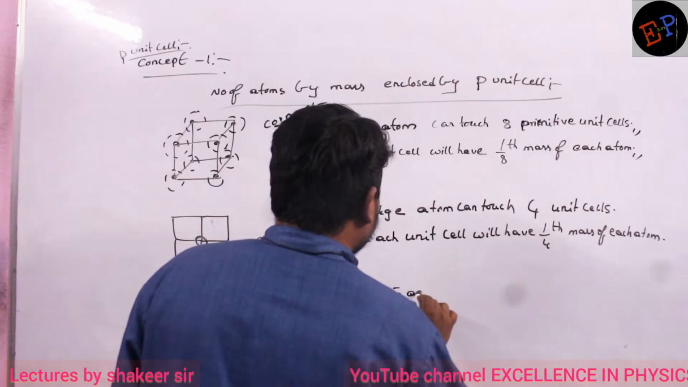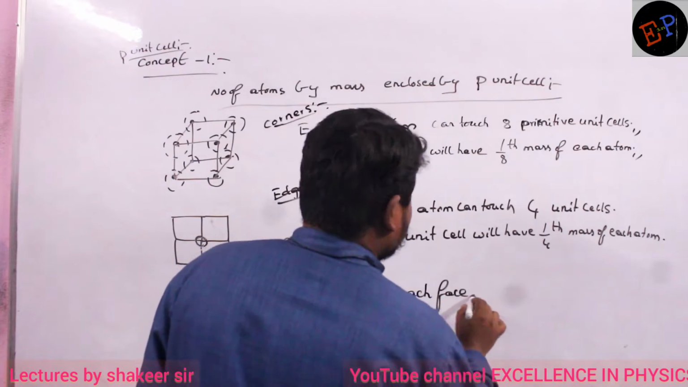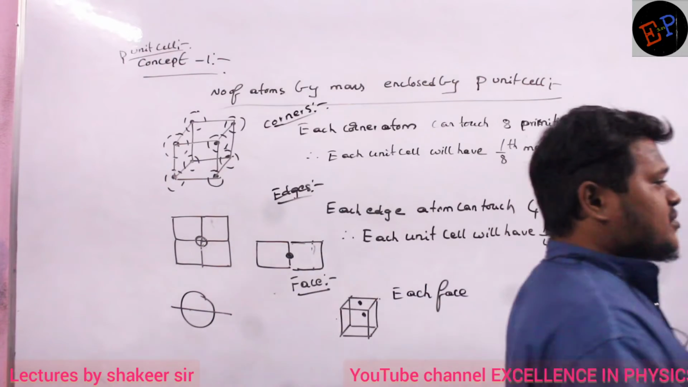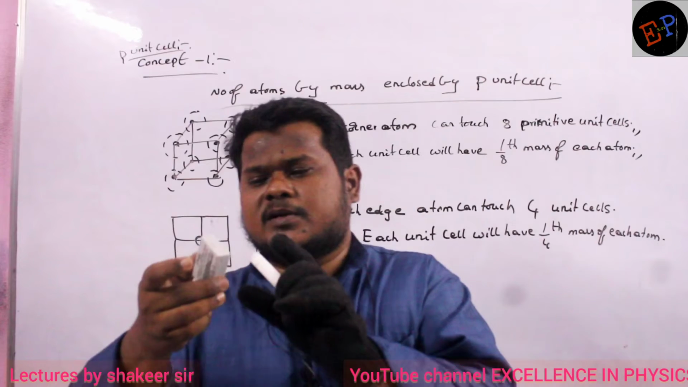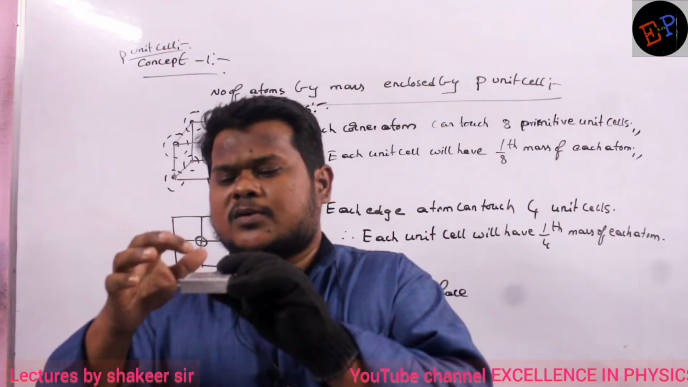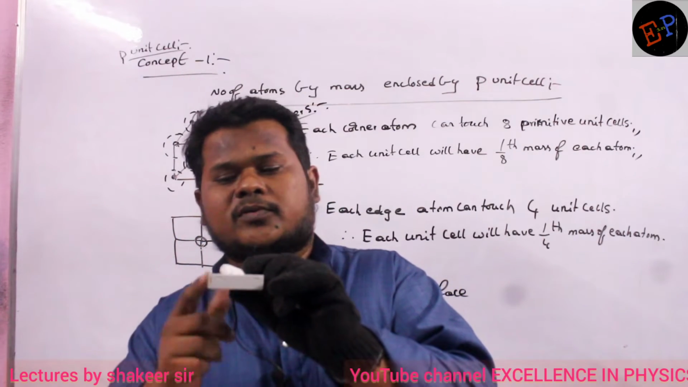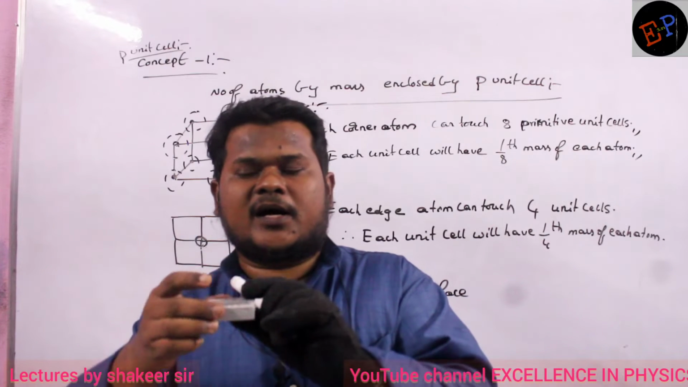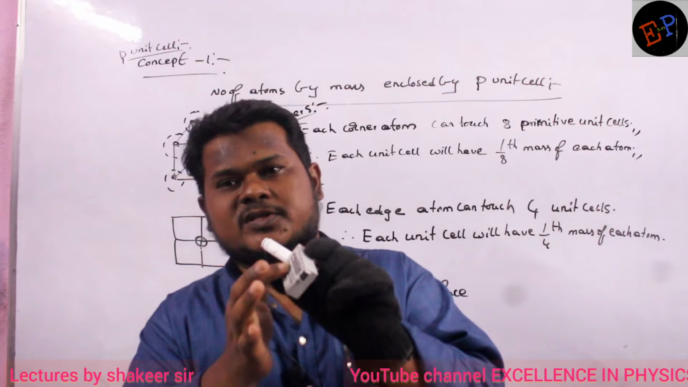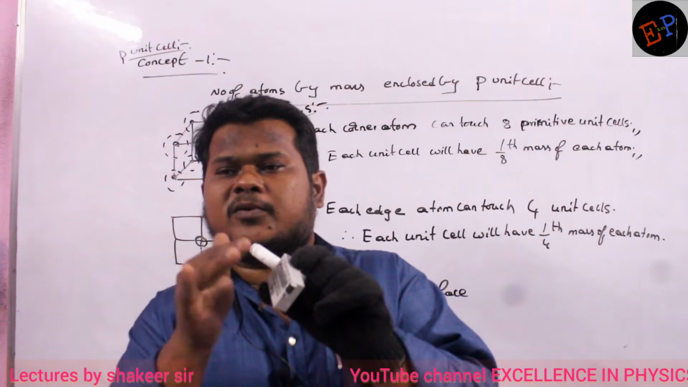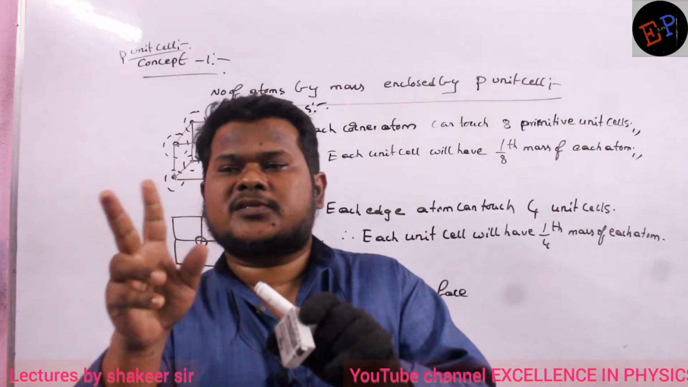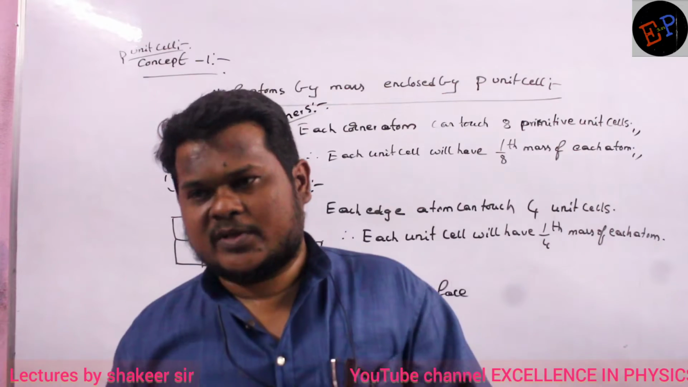So, each face, are you able to understand what is meant by face, ma? Face means, consider this is a cuboid. It will have 6 faces, no? 1, 2, 3, 4, 5, 6 faces. Atom is present on the topmost position. This is the face. Are you able to understand? Now suppose you place one more battery on it. Now it is touching only 2 unit cells. That's the meaning of it.